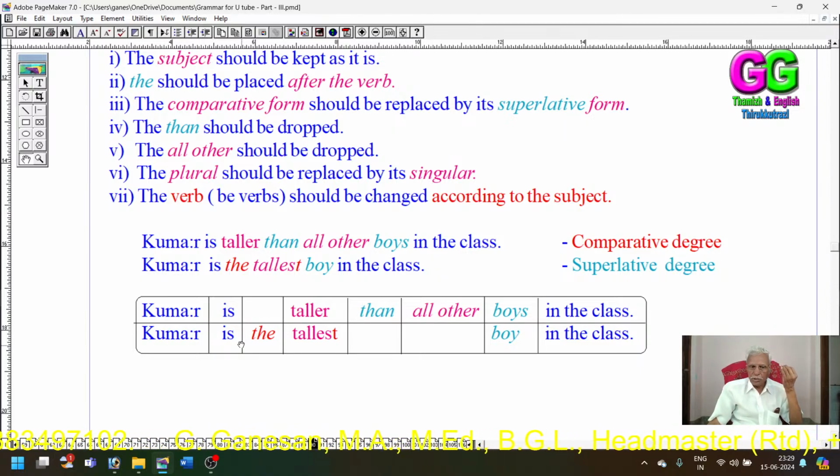So there is no change in the verb. Thirdly, the superlative scale the is placed after the verb. Fourthly, the comparative form taller is changed into its superlative form tallest. Taller, tallest.